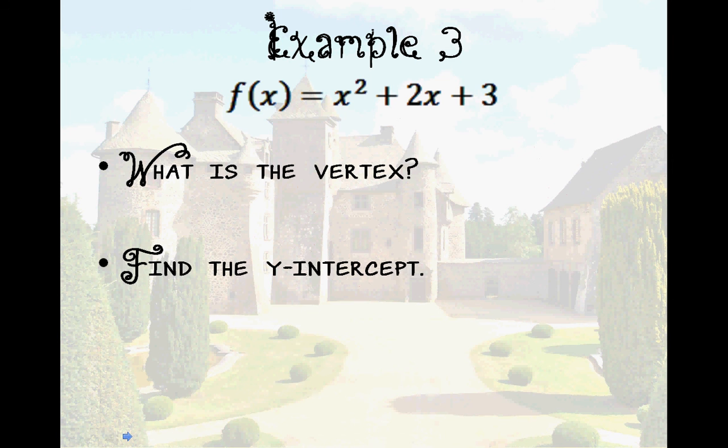Okay, so the next question is the y-intercept. Once again, you're going to plug in a 0 for all the x's. So this would be 0, this would be 0, so they both go away, and you end up with 3. So our y-intercept is 3. If you're writing it as an ordered pair, it'd be (0, 3).